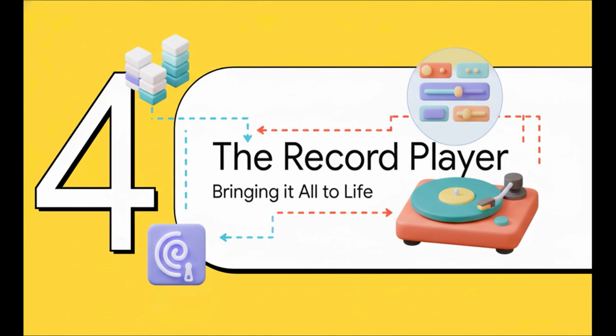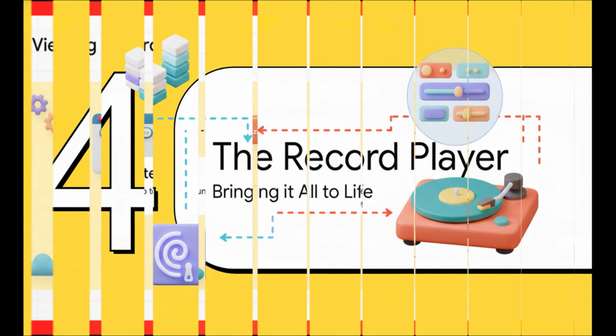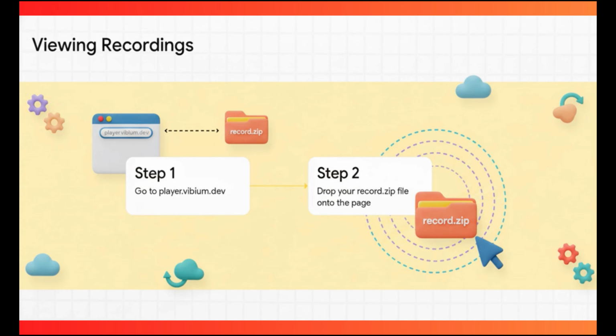Okay, so we've torn apart the zip file, we've looked at the raw data, but let's be real, you're not going to be reading these text files by hand. So now, for the really fun part, let's bring it all together in the interactive viewer. And honestly, this couldn't be easier. You just go to player.vibium.dev, and you drag your record.zip file right onto the page. That is all you have to do.